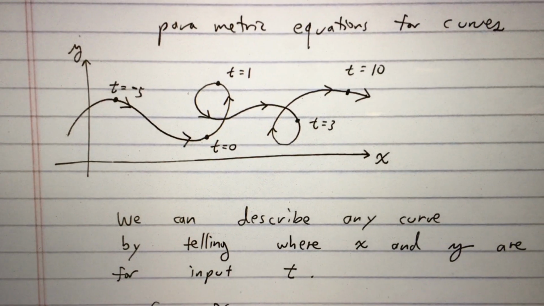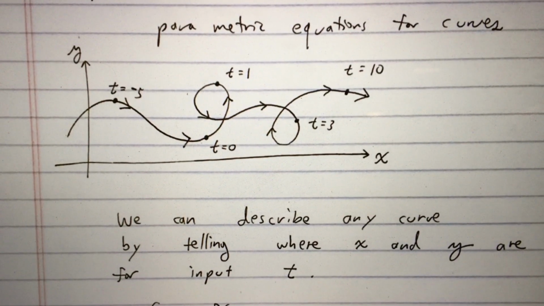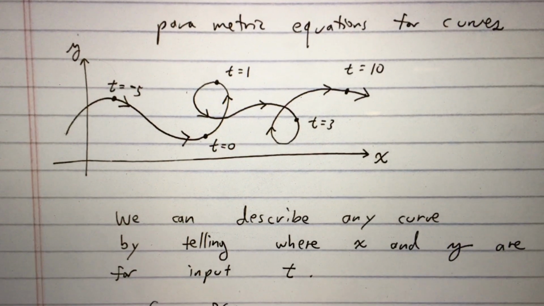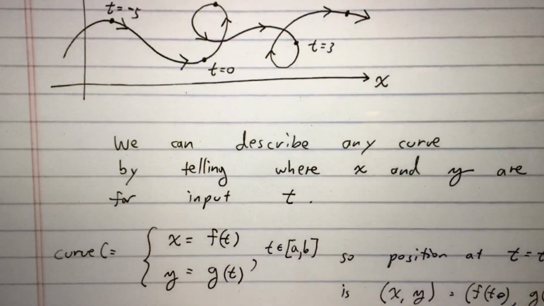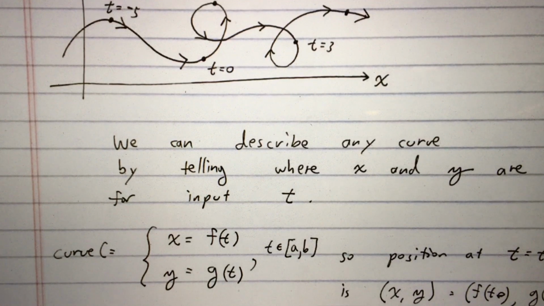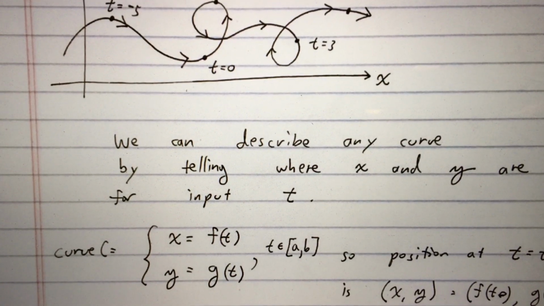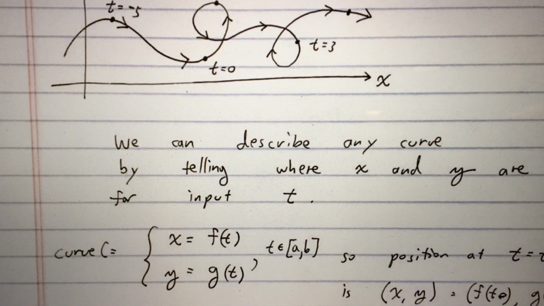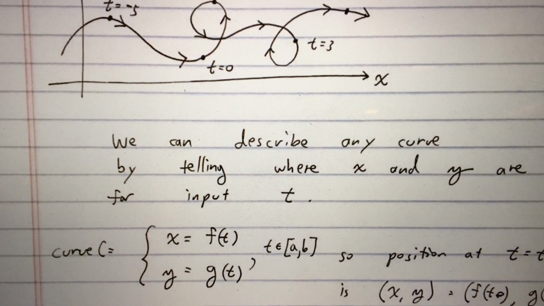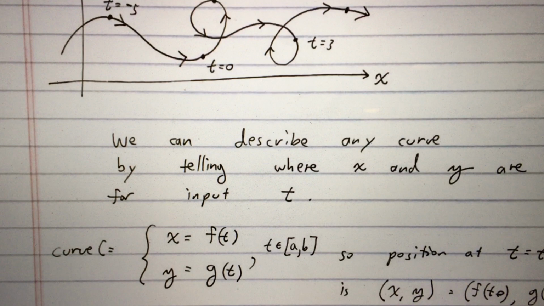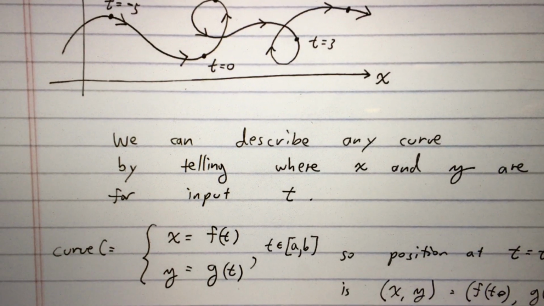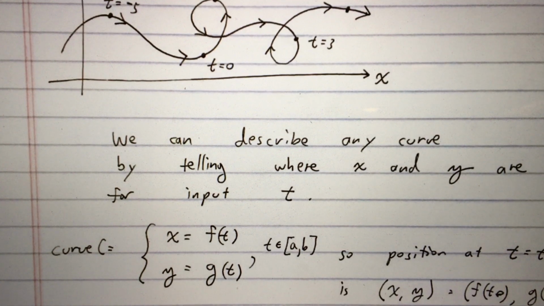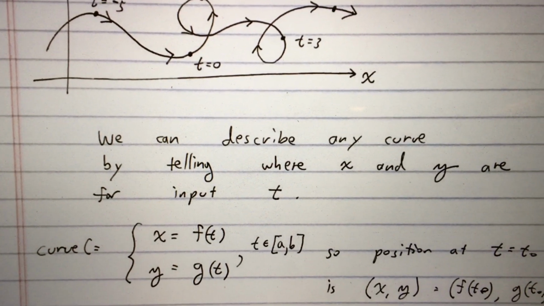And you can describe any curve by telling where x and y are for input t. So this is how you write the equations for such a curve. It's two equations. You can call the curve C, or something else if you want. C is pretty common for curve. And there's two functions, x equals f of t and y equals g of t, for t an element of some range of real numbers, say from a to b.